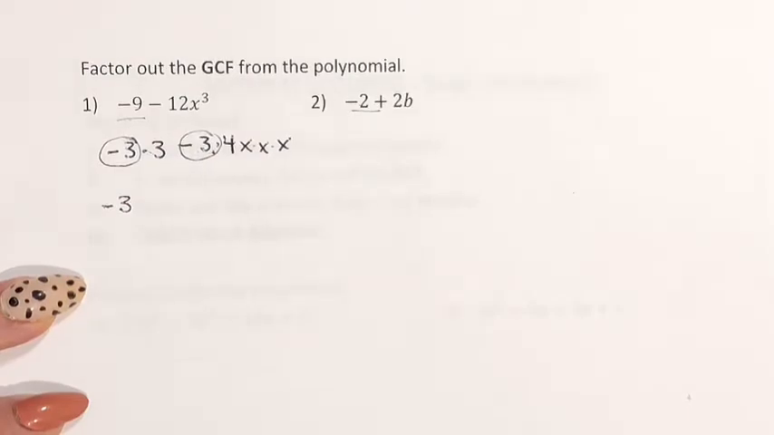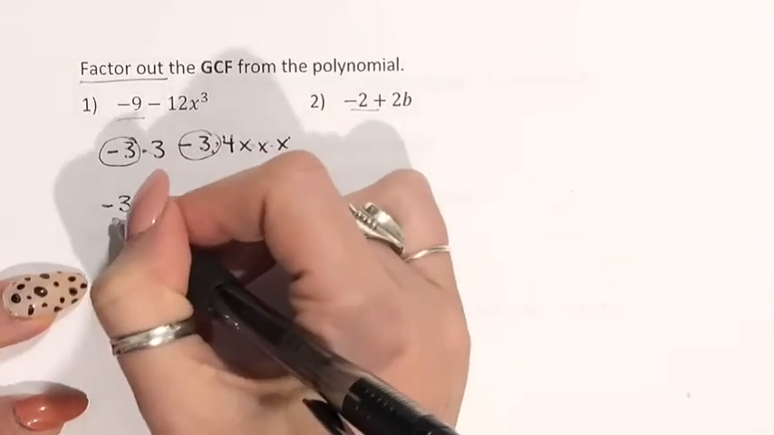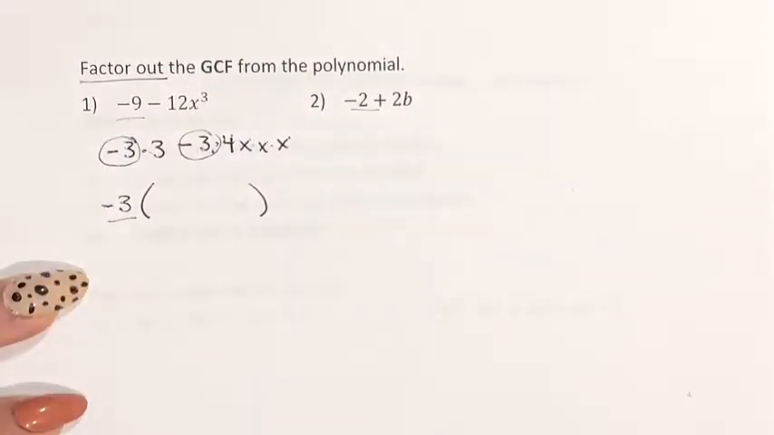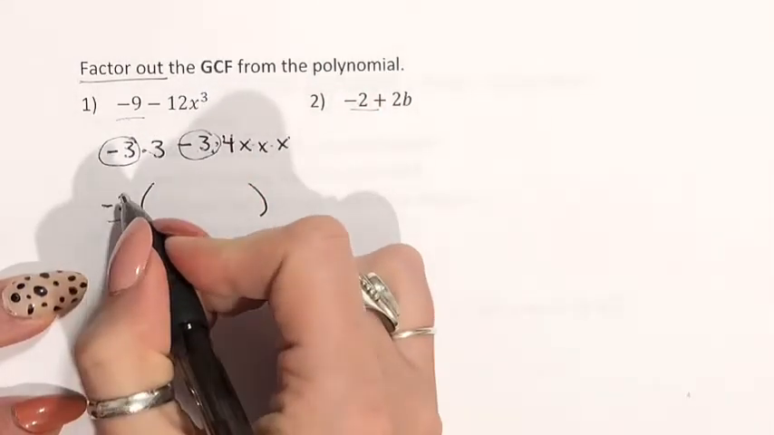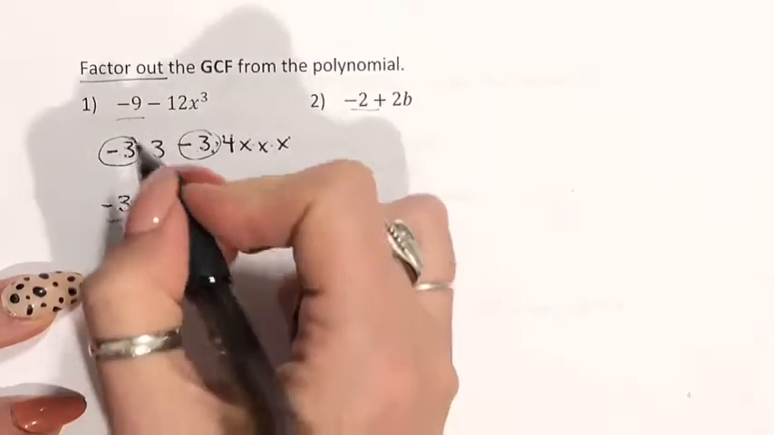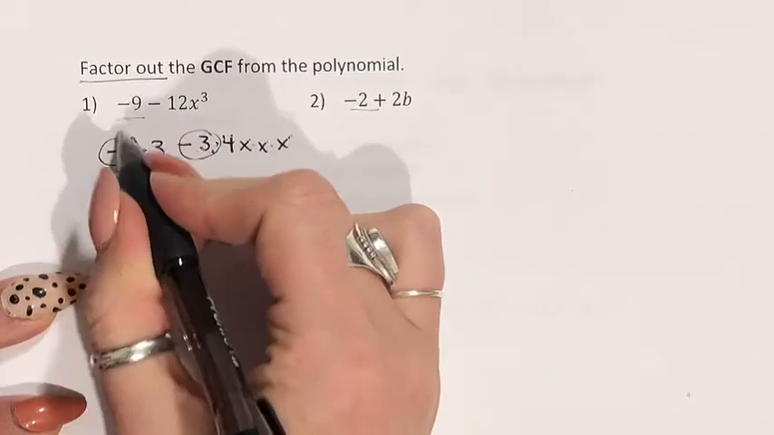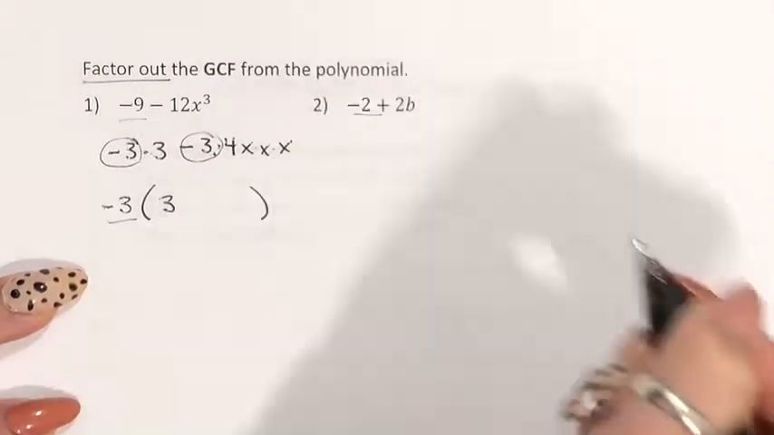Now if I want to actually factor out, which means to write our answer with the greatest common factor in the front, and then in the parentheses write whatever is remaining on the inside, I'm going to write that -3 in the front. And now I'm going to look and see what's remaining and put that on the inside. We have a 3 here, and notice that it's positive now because we took this negative out with the greatest common factor. So we have a +3.